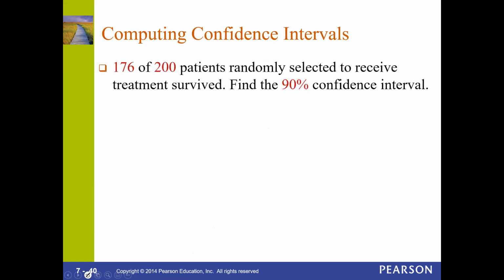So this one says 176 of 200 patients selected to receive treatment survive. Find the 90% confidence interval. So can anybody get me the p hat? What will be p hat? And what is the margin of error E?